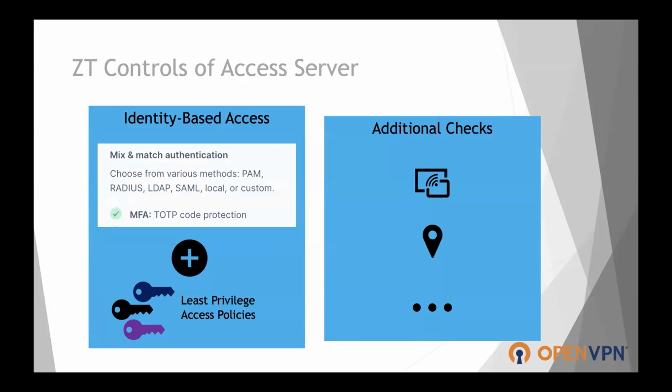So let's talk about the zero trust controls of Access Server. The first and most important one is identity-based access. What I mean by that is first you verify the identity of the user, and Access Server supports multiple authentication methods: Radius, LDAP, SAML. You can even do your own custom authentication. Plus, it has built-in support for Google Authenticator MFA. Of course, if you use SAML, the MFA of the identity provider gets used.